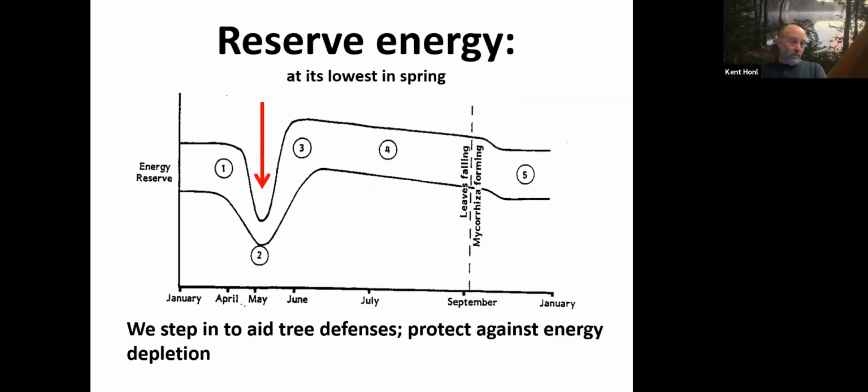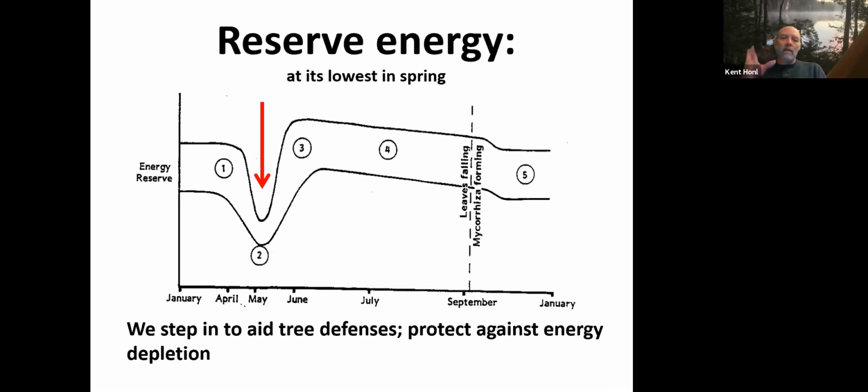Because what we're up to on behalf of the tree is stepping in to aid the tree defenses to protect against energy depletion. If you look at this graph, this is out of Shigo's work. You can see where that arrow is pointing. There's a steep drop in reserve energy that falls in the spring, right when the reserve carbohydrates from last year are getting mobilized to build that new crown of leaves.